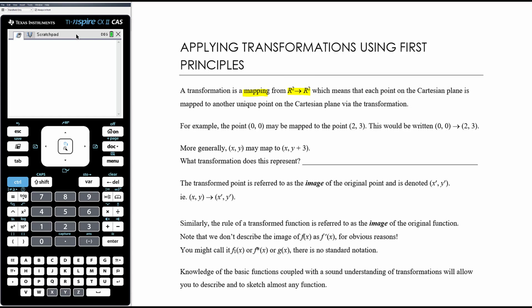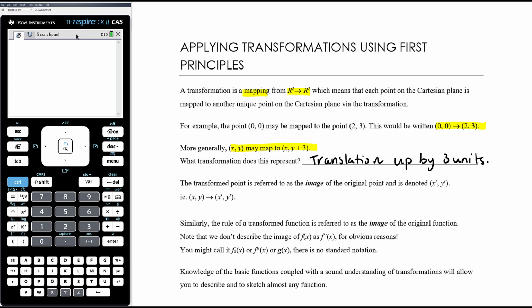So for example, the point 0, 0 may be mapped to the point 2, 3, and we would write that in this way. 0, 0 is mapped to the point 2, 3. More generally, we would start to talk about transformations in this way. If (x, y) maps to (x, y + 3), so no change to the x coordinate, but adding 3 onto the y coordinate, we should be able to interpret what that means as a transformation. So if we add 3 onto every y coordinate, all we're doing is translating the graph up by 3. So this is a translation up by 3 units.